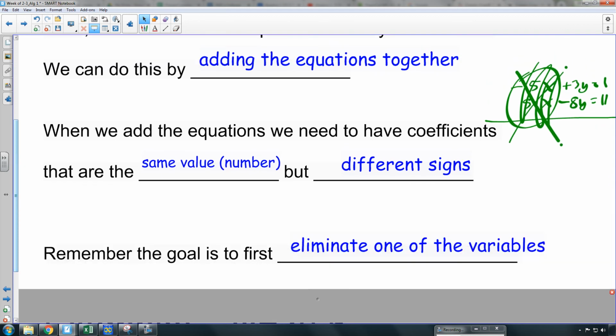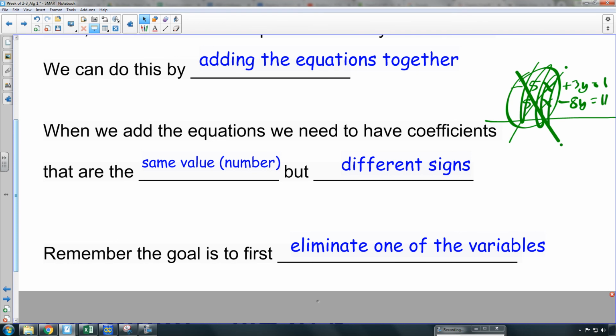Remember, the goal is to first eliminate one of the variables. The elimination method, lo and behold, your goal is to eliminate one of the variables. So that's the last blank we need to fill in. So the next example is pretty straightforward. There's something weird about it, but I think you should be comfortable trying it. So go ahead and put a line and add those equations together, just vertically add those equations.